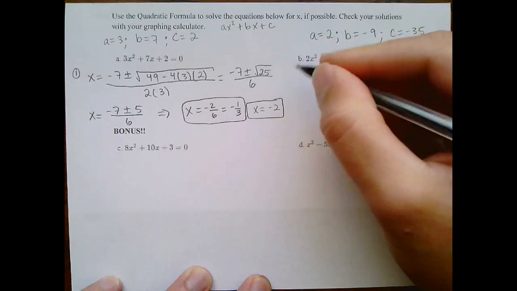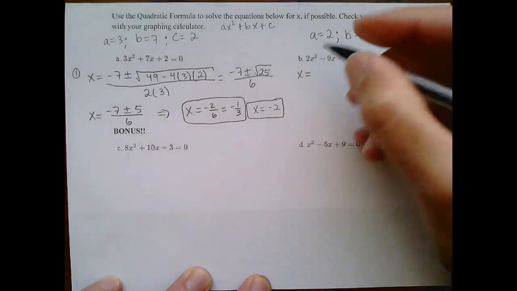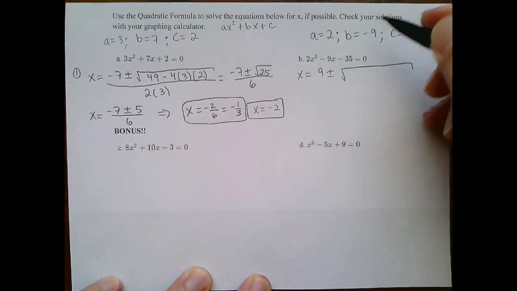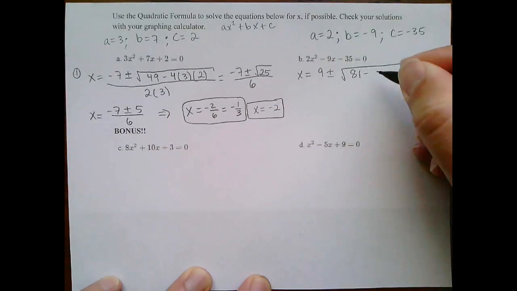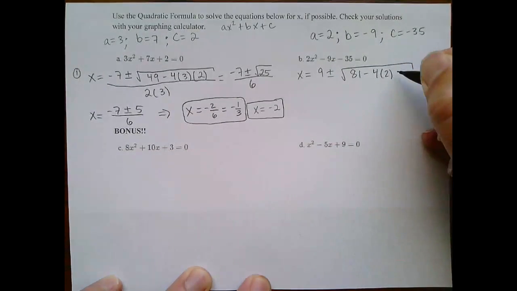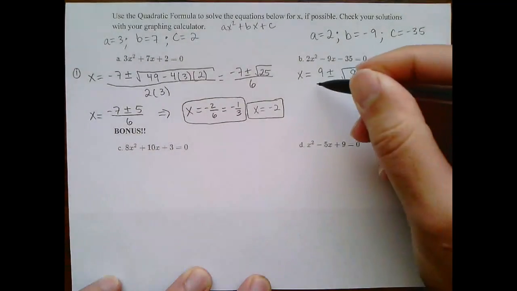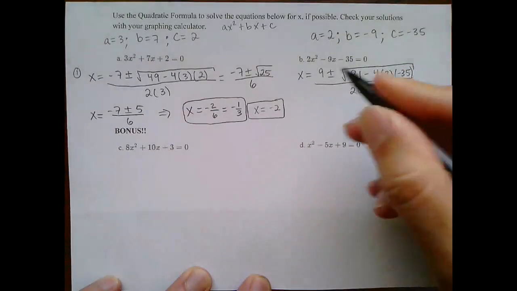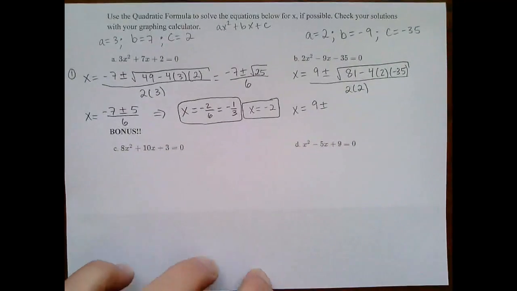So let's dive in. I have x equals opposite of b. Well, what's the opposite of -9? +9. Plus minus, big square root. What is b squared? -9 times -9 is +81. Minus 4 times the a value times the c value. The a value is 2. The c value, -35. All over 2 times the a value, which is 2 times 2. Okay, we'll simplify a little bit. We have 9 plus or minus. Let's go find out what this crazy calculation is.